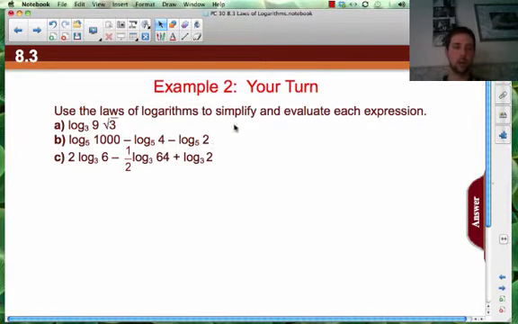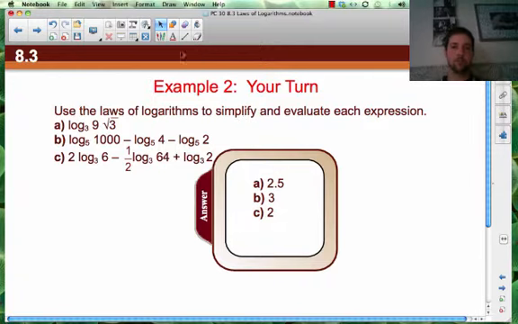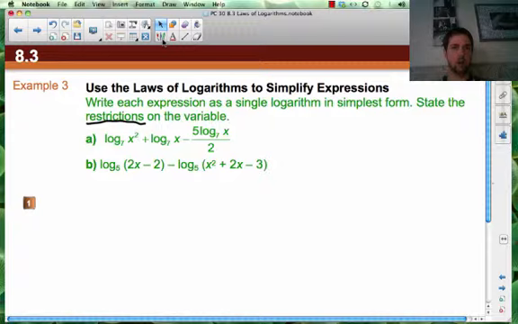You can go ahead and try those out on your own, and when you're done, you can unpause it and get the answers. So hit pause. There you go. There's your answers. So hopefully you were able to find those. All right. This next one, write each expression as a single logarithm and state the restrictions on the variable.